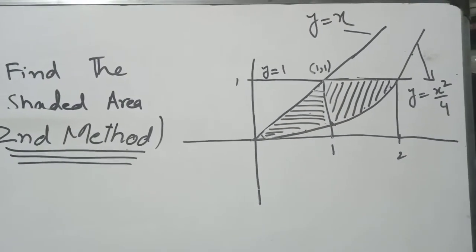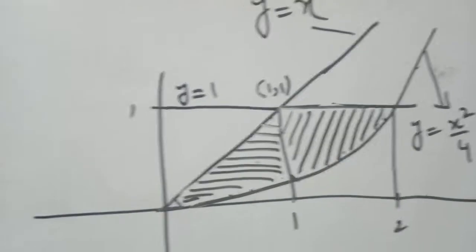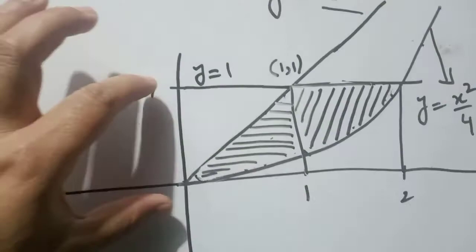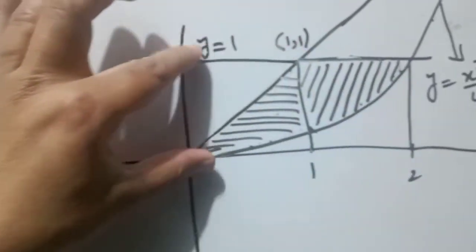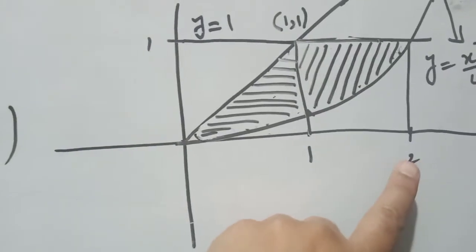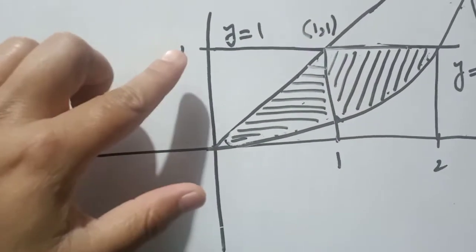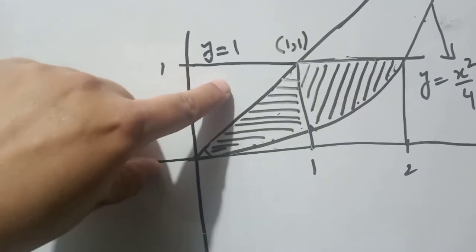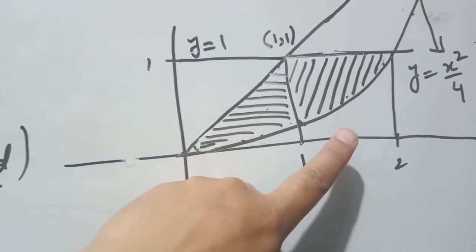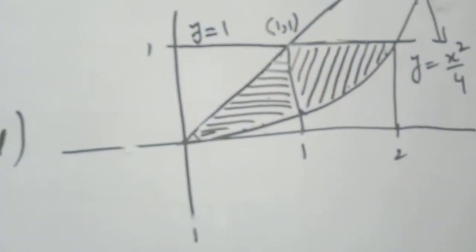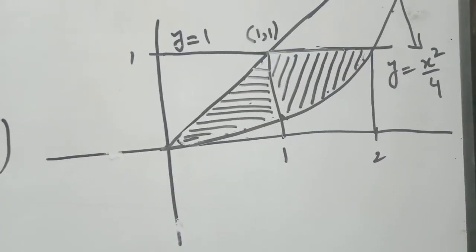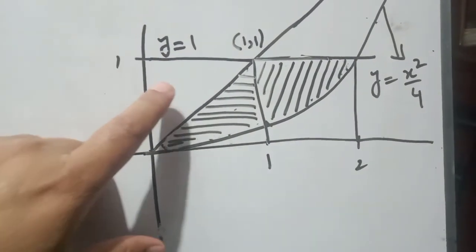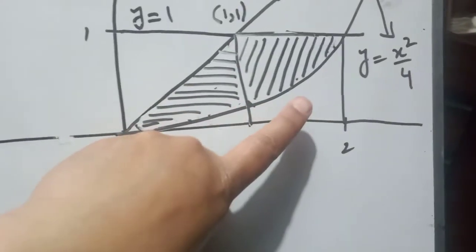If we look at the figure critically, let's consider this rectangle from 0 to 2, with height from 0 to 1. If we subtract this area and this area from the full rectangle, we will get our required shaded area. Now the question is how we can find these blank areas, this one and this one.